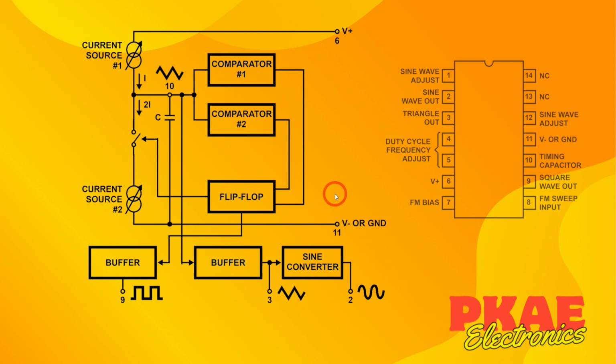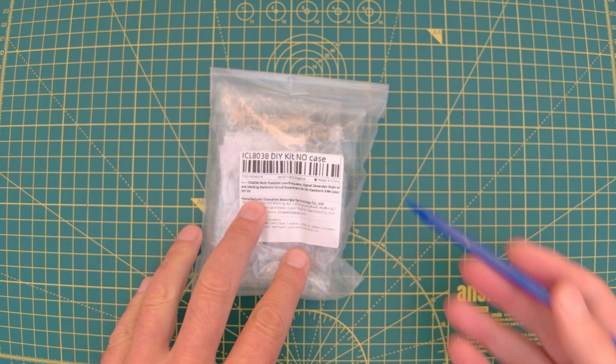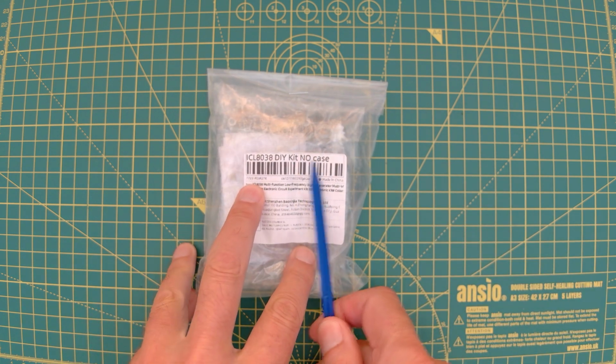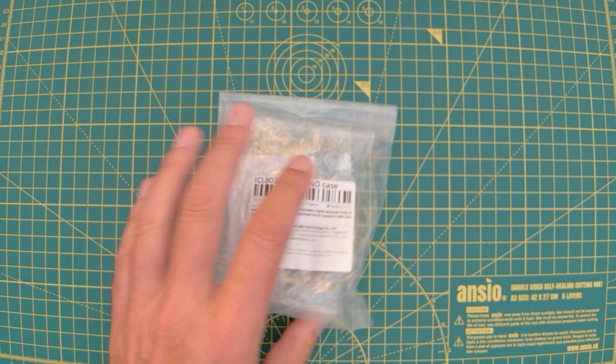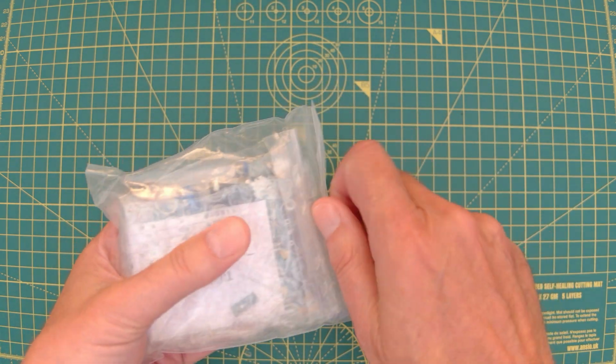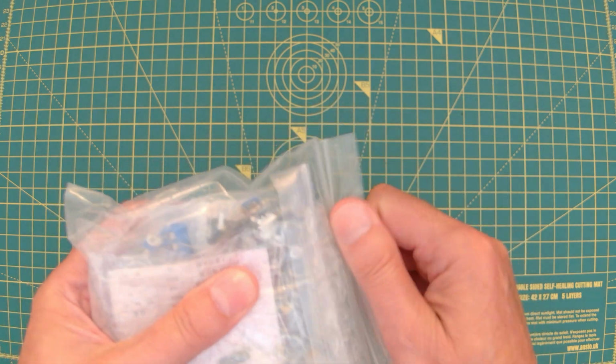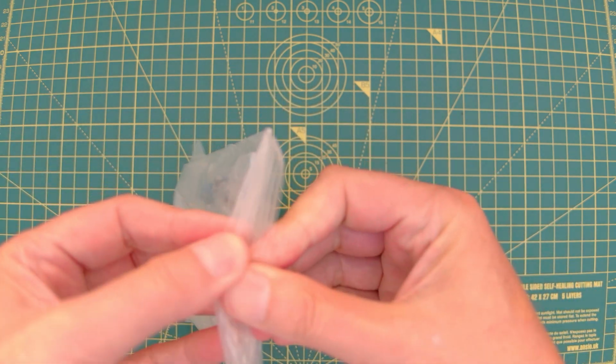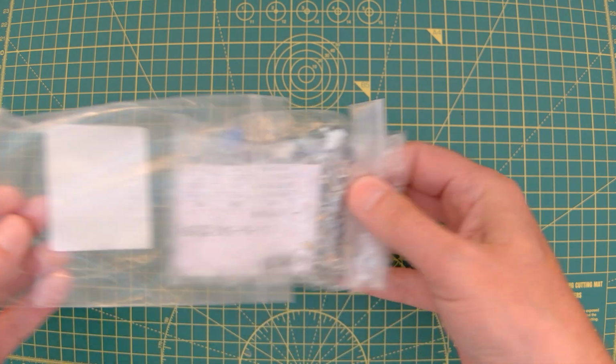Let's get back to the bench and have a look at that kit then. Okay, and there it is. And I've just noticed actually, it does say no case. So I was right, it doesn't contain a case. I thought so when I felt the packaging. So let's open it up, see what we got then. It was stapled here. And open that up. Bit more bubble wrap.